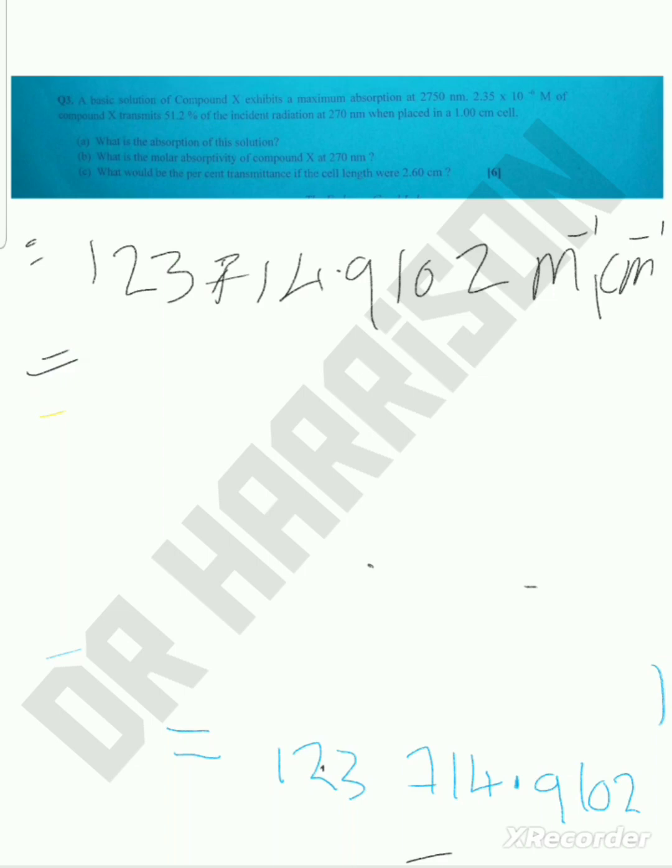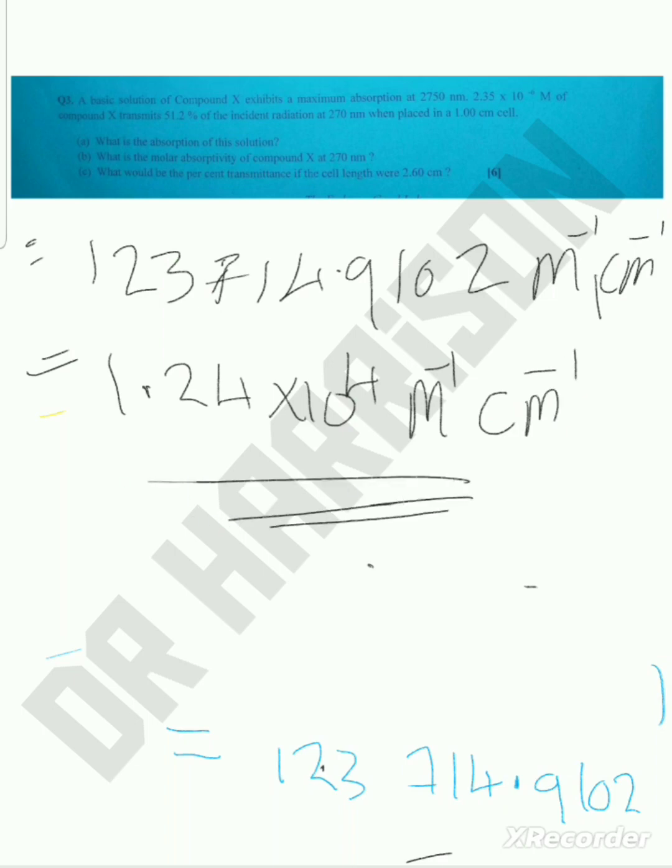So the next thing we are going to do here is put this answer in scientific notation. If we are to put this in scientific notation, we round off. This is going to have 1, 2, 3, 4, 5. So we are going to have 1.24 multiplied by 10 to the power 4 per molar per centimeter. So this is our molar absorptivity.